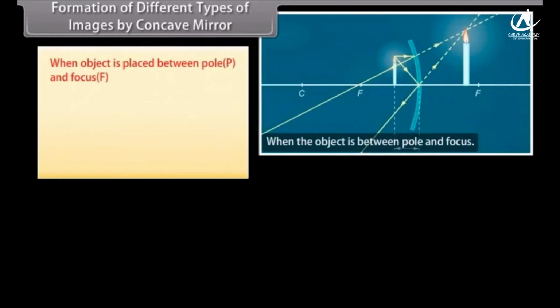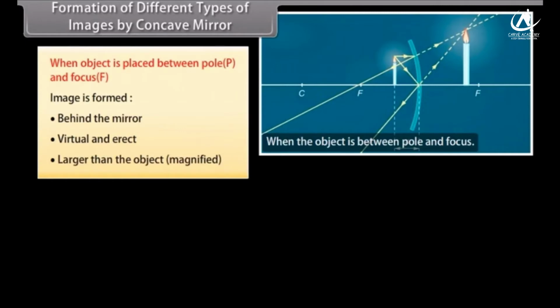Formation of different types of images by concave mirror. When the object is placed between pole P and focus F, the image is formed behind the mirror, virtual and erect, larger than the object, magnified.